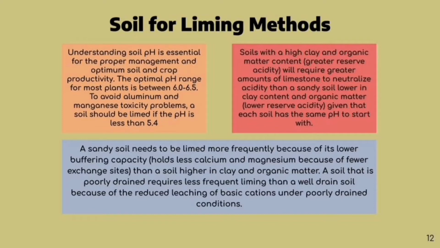Soil with a high clay and organic matter content will require a greater amount of limestone to neutralize acidity than a sandy soil with a lower clay and organic matter content. A sandy soil needs to be limed more frequently because of its lower buffering capacity than a soil higher in clay and organic matter. A soil that is poorly drained requires less frequent liming than a well-drained soil because of the reduced leaching of basic cations under poorly drained conditions.